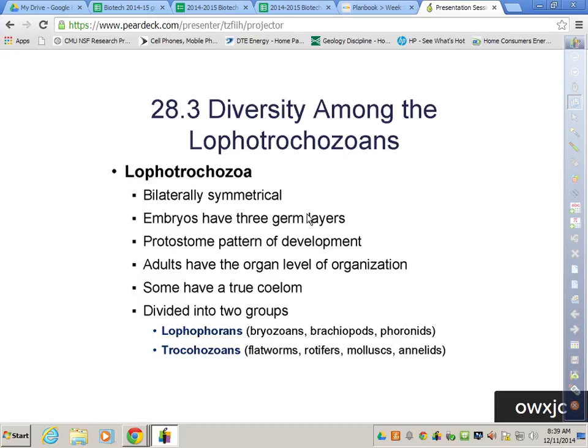The protostome is the pattern of development, not a deuterostome. So the protostome is where the mouth is the mouth and the anus is the anus, right? Not the deuterostome, where it's inverted. The adults have the organ level of organization, so they're actually going to have organs. Some have a true colon, but not all. And they're divided into 2 groups, the lophophorans and the trochozoans.